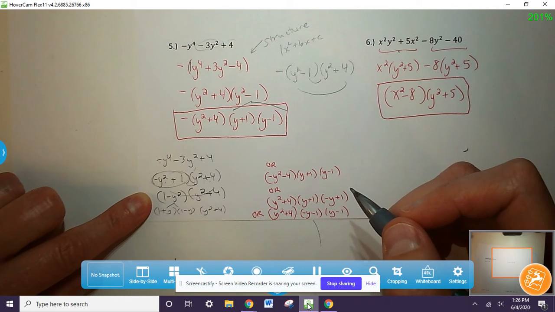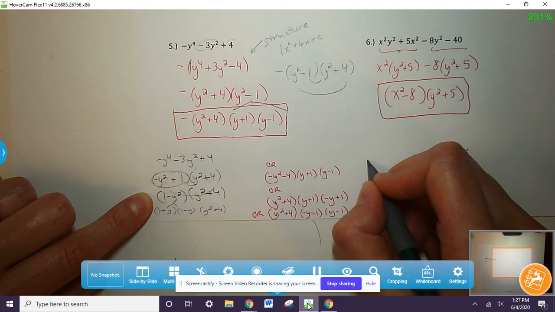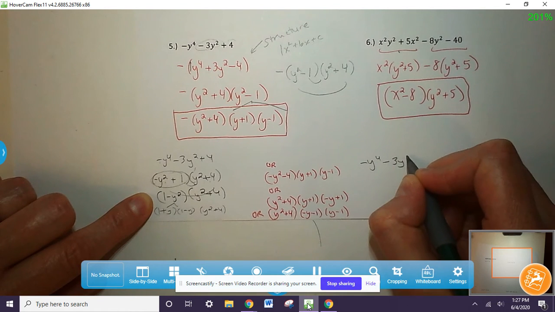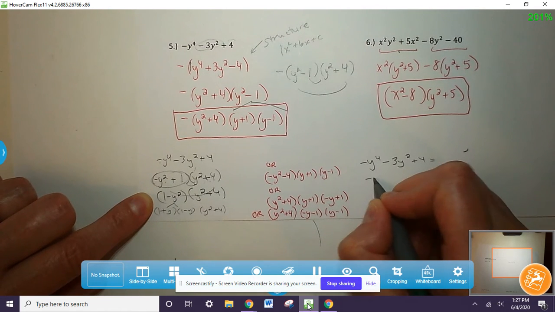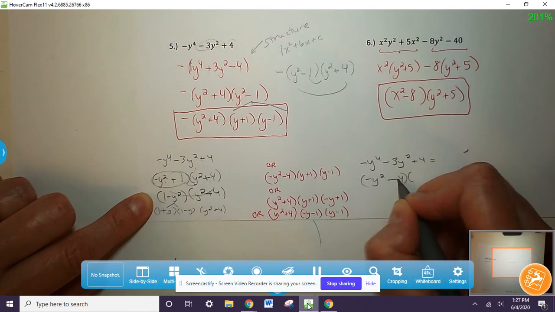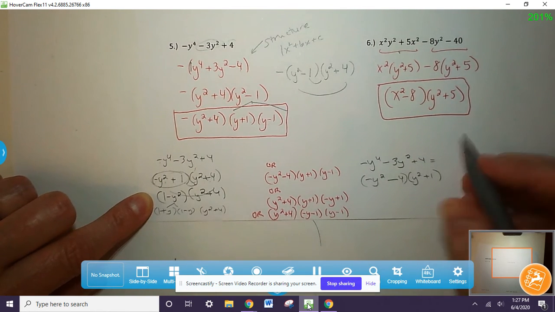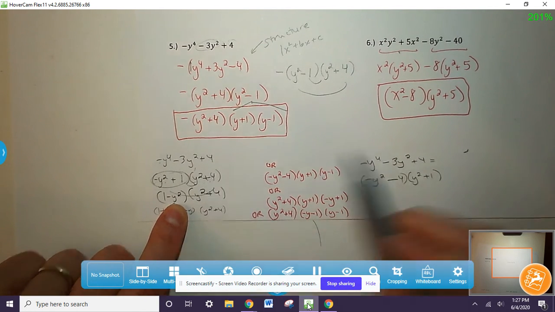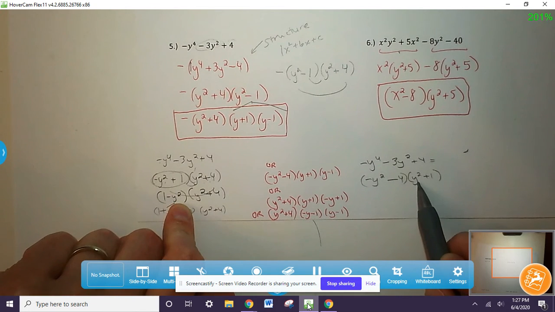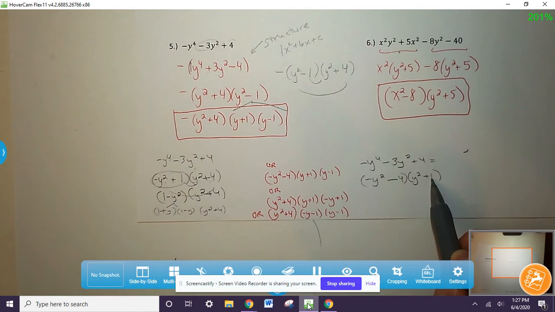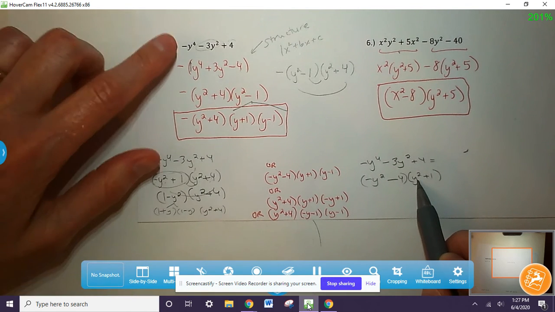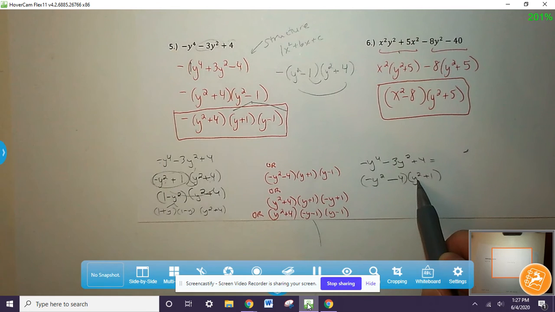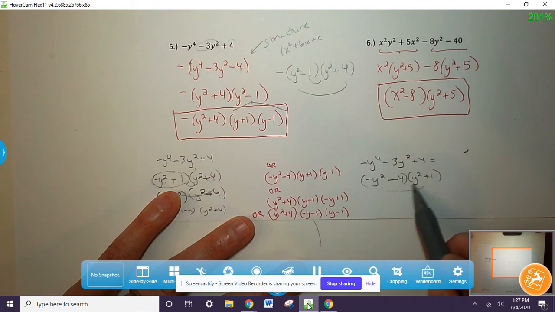Another way to do this, if you go to factor straight away with the negative out front, this will also work because instead of having negative y squared plus 1 and y squared plus 4, you could instead have negative y squared minus 4 and positive y squared positive 1. And that works because if you multiply first times first, you do get negative y to the fourth. And if you multiply the outers and inners, you're going to get minus 3y squared, minus 4y squared.